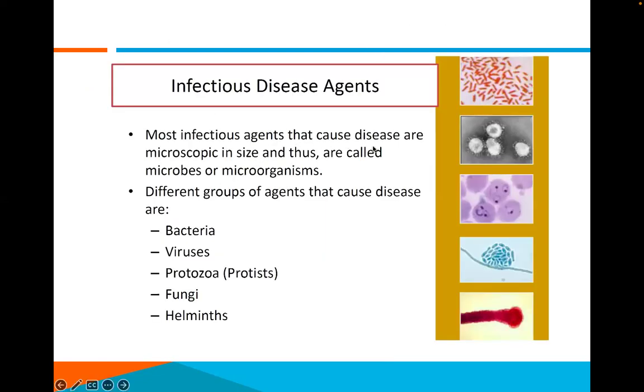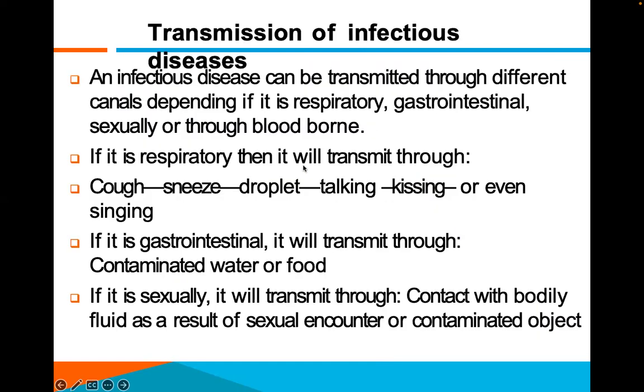Most infectious agents that cause diseases are microscopic in size. They are called microbes. These are things you know already. Transmission of infections: an infectious disease can be transmitted through different routes, depending on whether it is respiratory, gastrointestinal, or even sexually transmitted. These are things you know already.